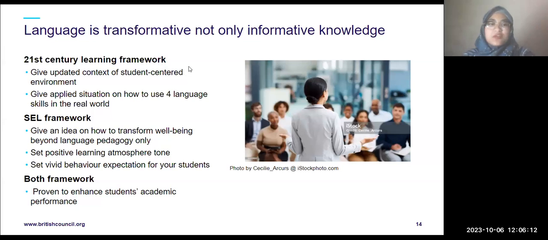Both frameworks are proven to enhance students' academic performance. Even though we talk about emotions, mental health and well-being here, if we do so, we are also engaging them at an academic level, and they perform better. Do you agree that if you take special care of their emotions and their needs, you give students the feeling that they can succeed in learning and in life?